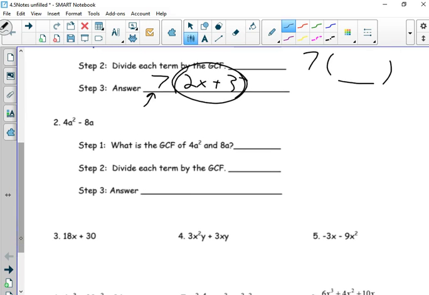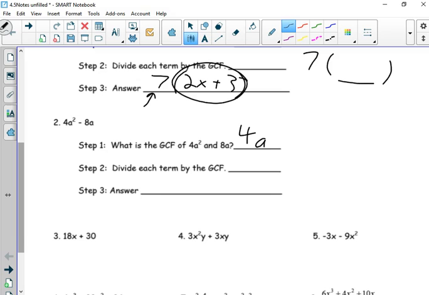Okay, so let's look at the numbers. 4 and 8. What goes into 4 and 8? 2. But is that the biggest number that goes into 4 and 8? No, it's not. So 4 is the greatest common factor. We always want to go for the biggest one. Now the a's. We have a squared and a. What do they have in common? Just an a. You always go for the smallest one. You pull out the smallest one. They don't both have 2, but they do both have 1.